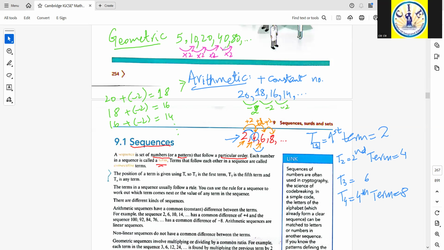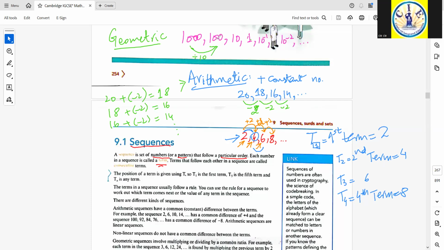Okay, I can give you another example of this geometric sequence. For example, if I've got a sequence like 1000, 100, 10, 1, 10 raised to the power negative 1, 10 raised to the power negative 2, and so on. You can very easily observe that each term has been obtained by dividing by 10.